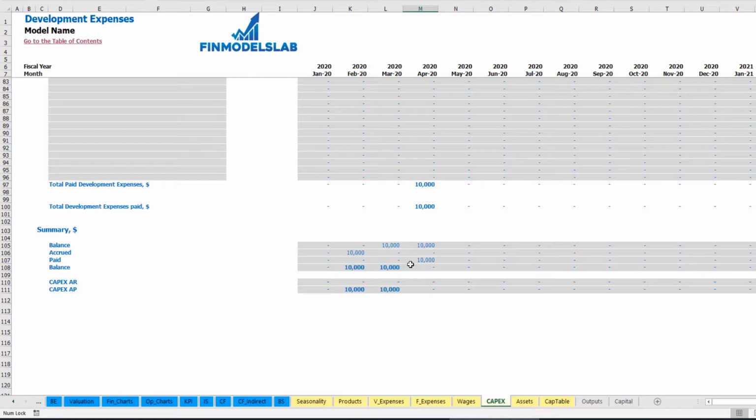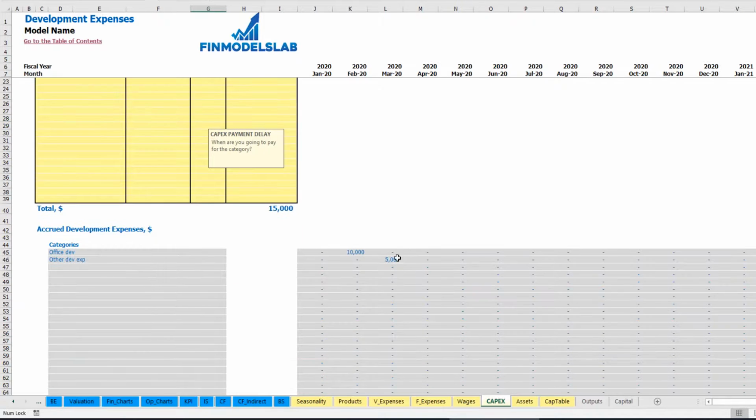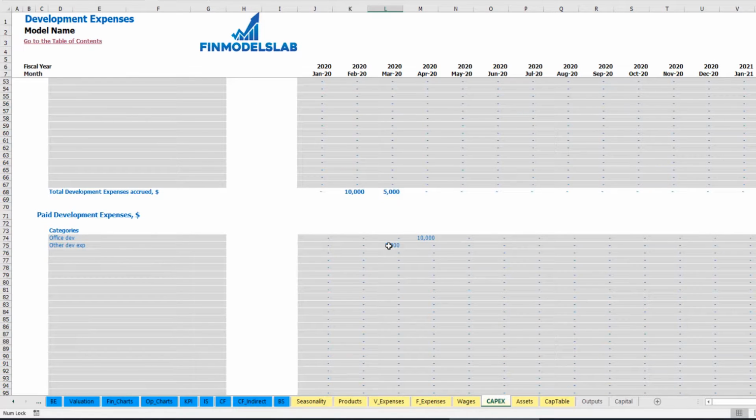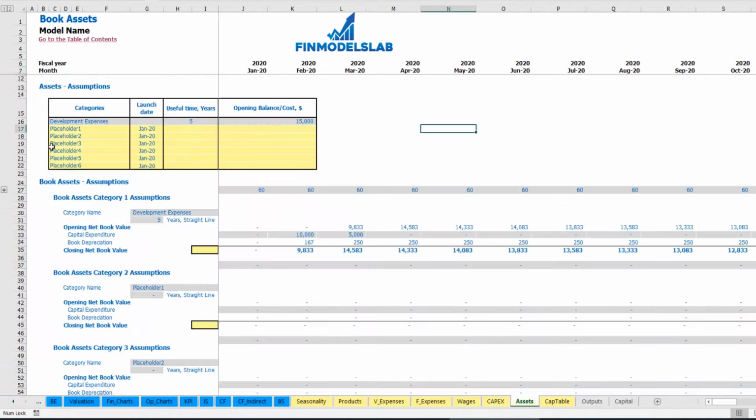And you will have some balance of CAPEX accounts payable for 2 months. Let me give you another example. Other development expenses. Let's say March 20, $5,000 with 0 payment delay. This means that this amount is accrued in March and paid in March as well. The total amount of development expenses you may find in the Assets tab.